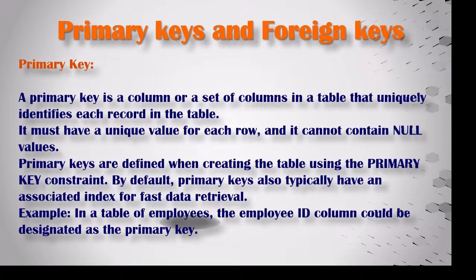Primary key. A primary key is a column or a set of columns that uniquely identifies each record. It must have a unique value for each row, and it cannot contain null values. Primary keys are defined in the table using the primary key constraint. By default, primary keys also typically have an index associated for fast data retrieval. Example: in a table of employees, the employee ID column could be designated as the primary key.